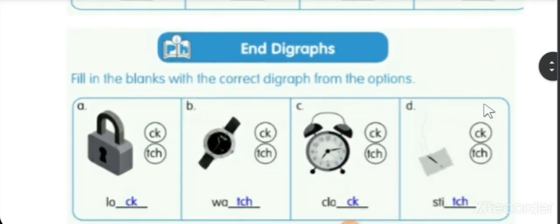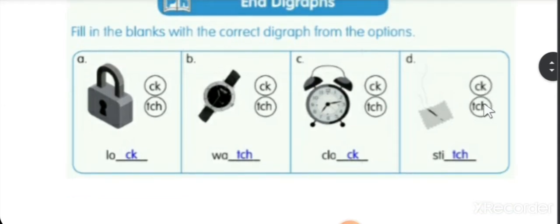Now let's do the activity for end digraphs. The first is a picture of a lock. Lock sounds as k at the end, not ch. So we will use the CK digraph. L-O-C-K is lock. Next is a picture of a watch. The ch sound is TCH. So we will write the TCH digraph here and the word becomes watch. Next is clock. So we will write the CK digraph.